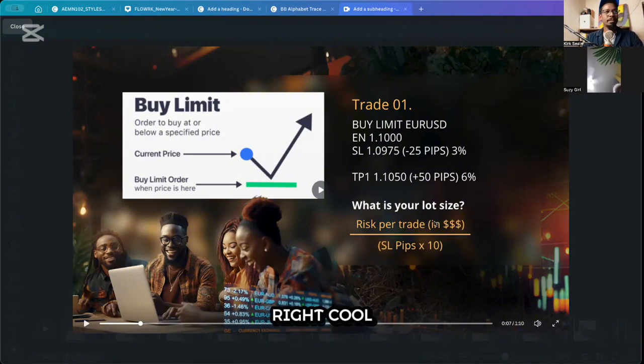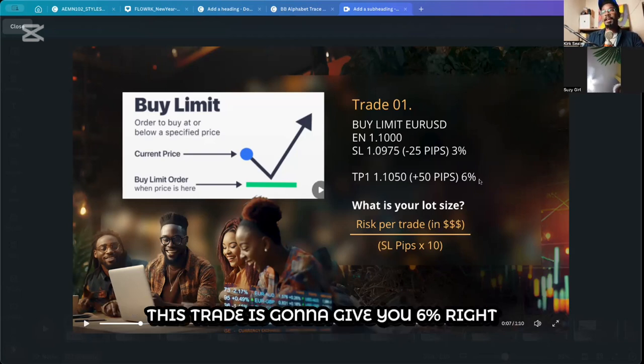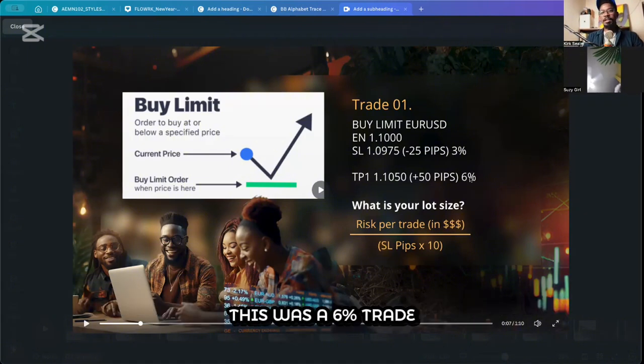Cool. Now, remember what I mentioned earlier at the beginning? This trade is going to give you 6%, right? Remember what your account looked like in 30 days. This was a 6% trade. All right, moving on.